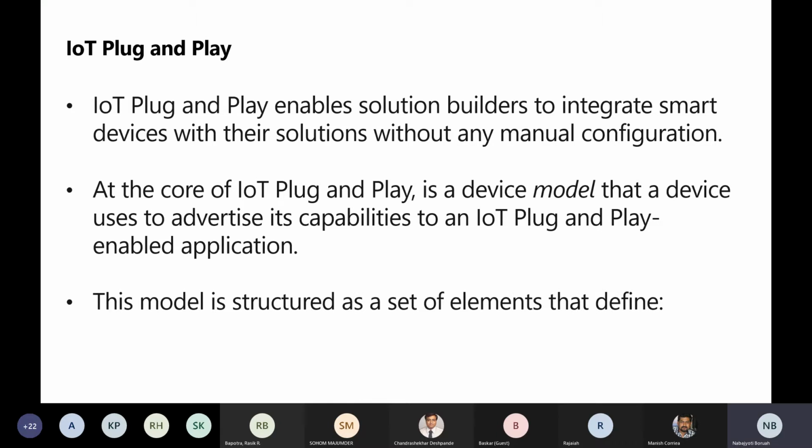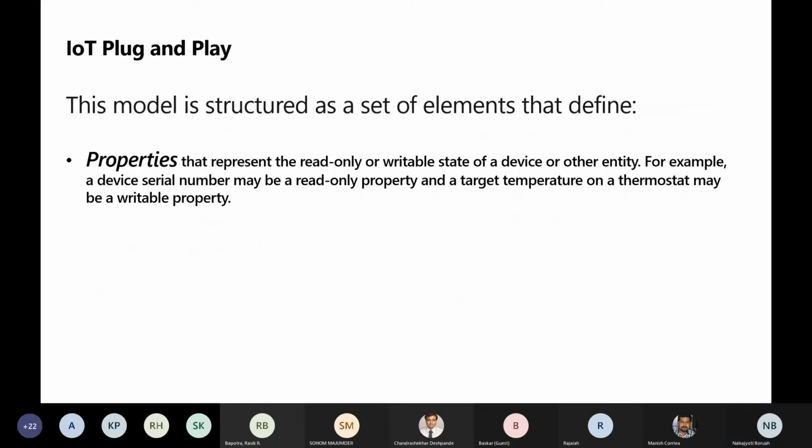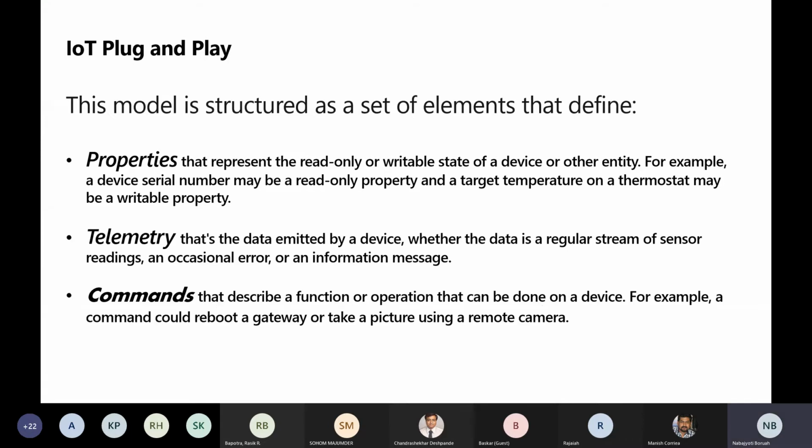This model is structured as a set of elements that are defined as properties, as telemetries, and as commands. We are going to see all three of them. But the core of plug and play, as I said, is a capability that can expose the device capability, what the device is offering at any given point in time. And the other end application can subscribe and make use of those capabilities on the fly.